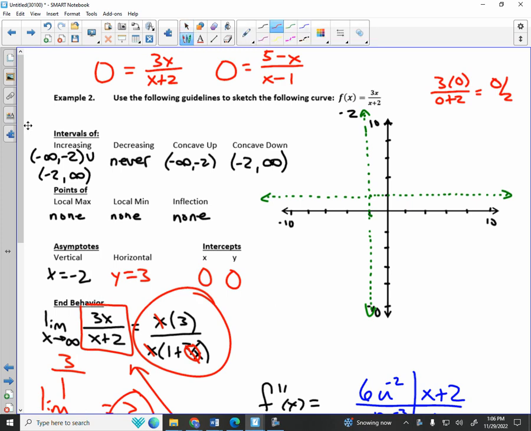Okay, what would you like to plot now? What is there to plot? You still have something up here you can plot, folks. The intercept. Your intercepts happen at 0, 0. So this graph is always increasing. So if it's increasing, will it be in the bottom or will it be in the top? It will be in the top.